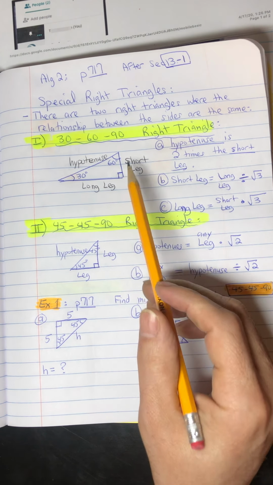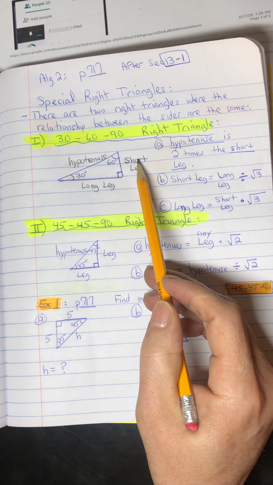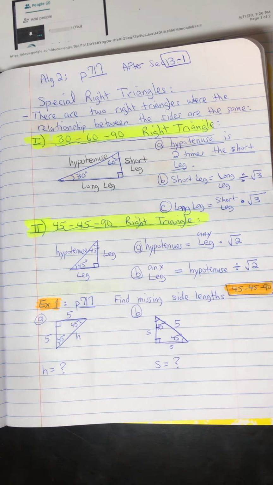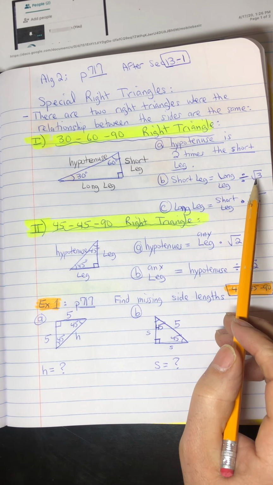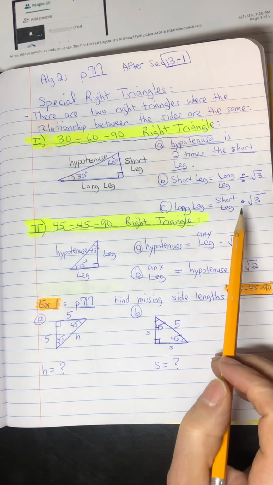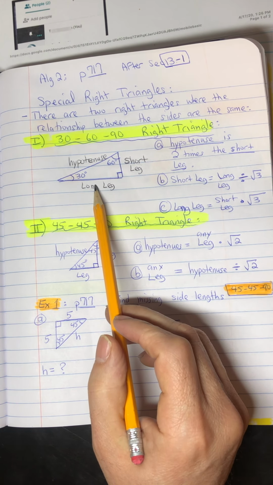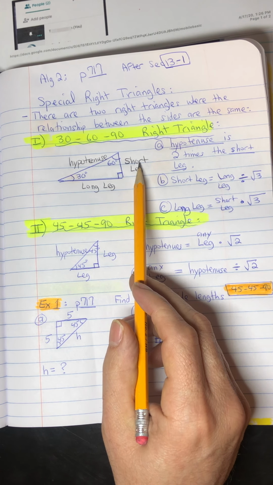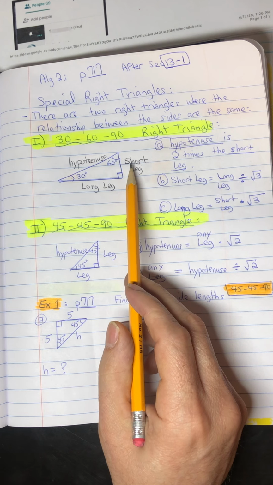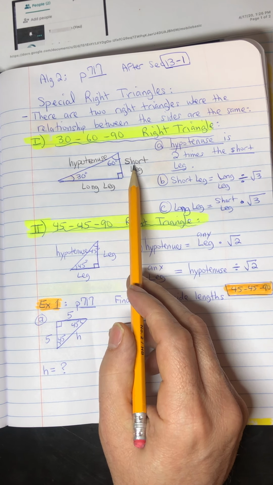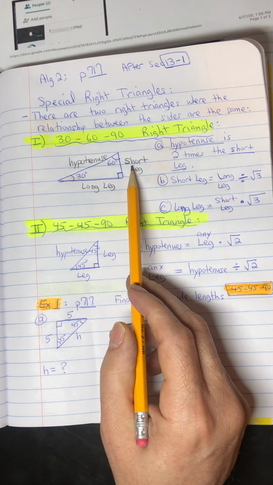The relationship between the short leg and the long leg is different. The relationship between the short leg and the long leg is the square root of 3. It should make sense whether you're going to divide by the square root of 3 or multiply by the square root of 3. Let's say I knew the length of the long leg and I wanted to find the short leg. I would take the long leg and either multiply by the square root of 3 or divide by the square root of 3. But since the short leg is getting shorter, I'm not going to multiply by the square root of 3. It's going to make it bigger.